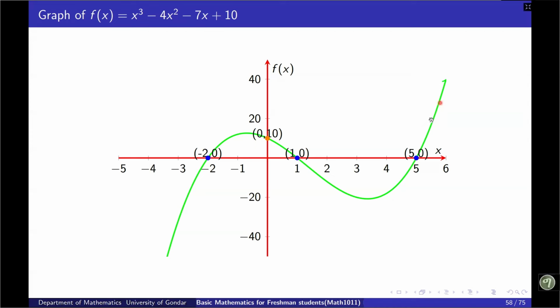And when we take x to be a very large positive number, its functional value will also go to positive infinity. When x is a very small negative number with a very large absolute value, its functional value will decrease indefinitely without any bound. Therefore, roughly the graph of the given function looks like this.